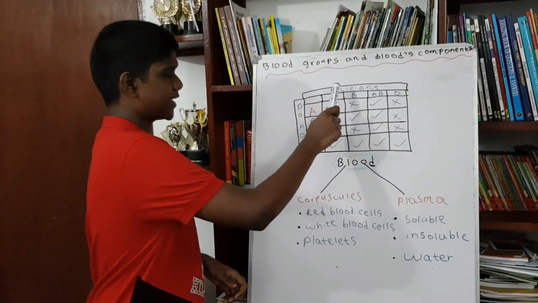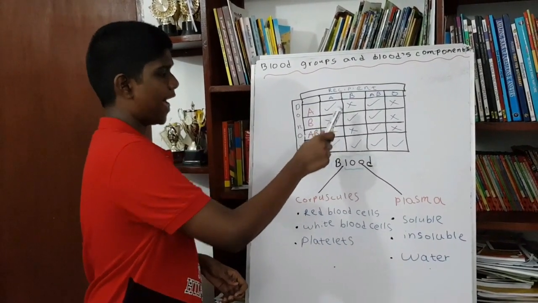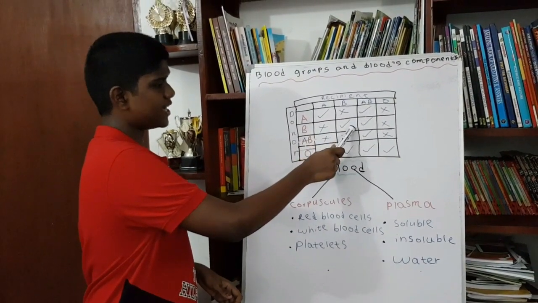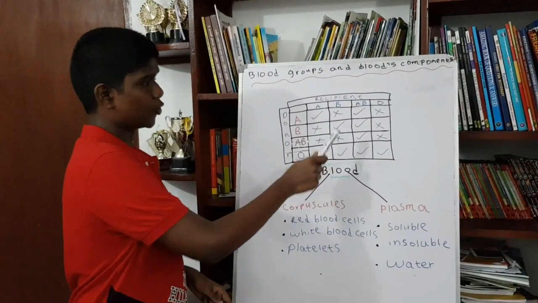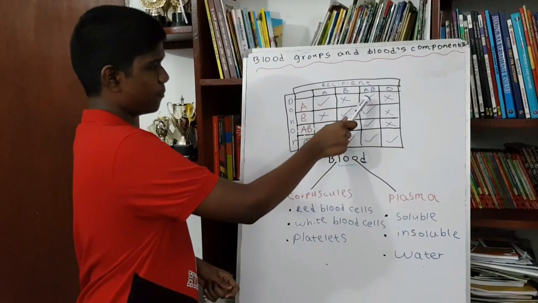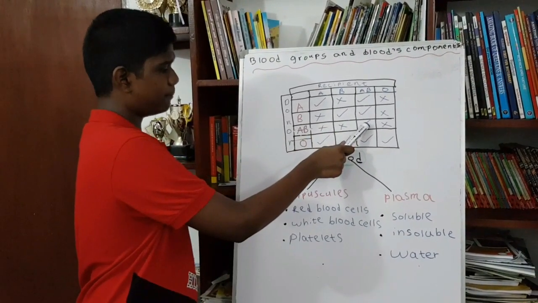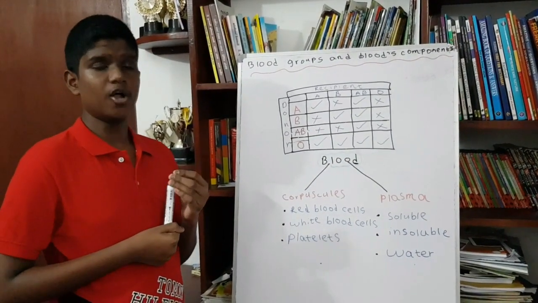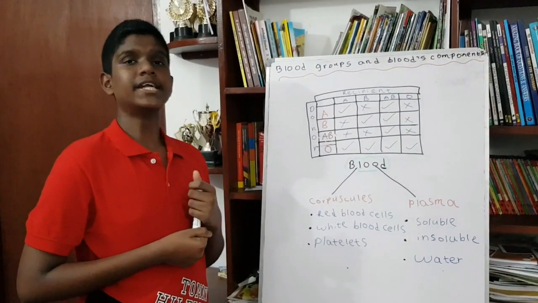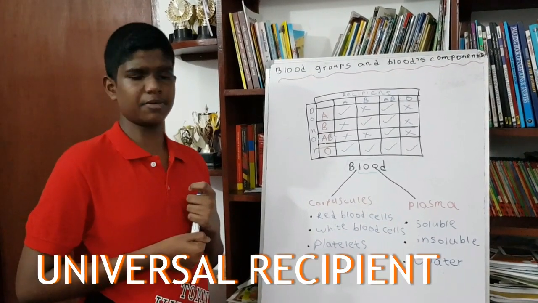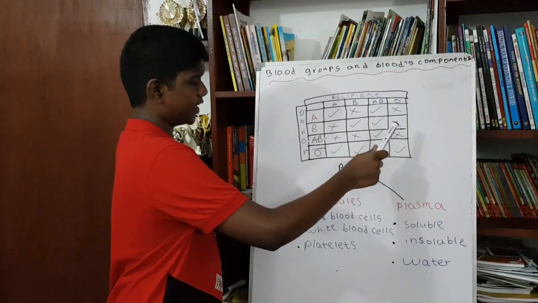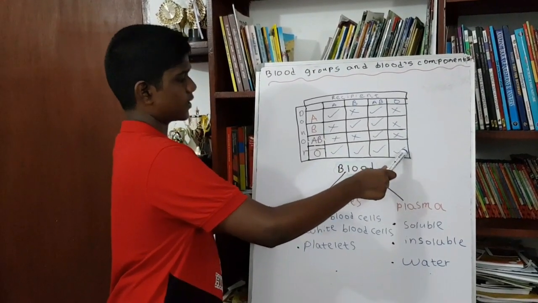Blood group A can receive blood from A and O. Blood group B can receive blood from B and O. Blood group AB can receive blood from A, B, AB, and O. As blood group AB can receive blood from all the other 4 groups, it is called the universal recipient. Blood group O can receive blood only from blood group O.